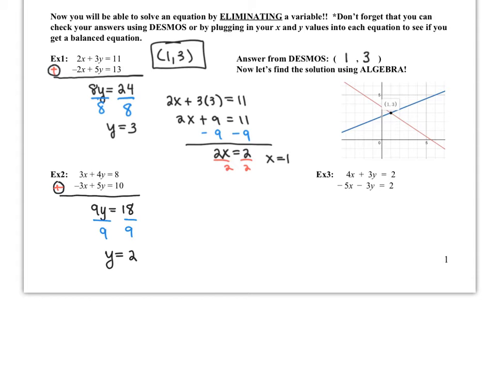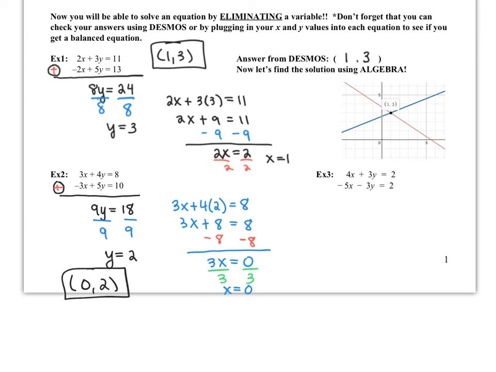So to do this, I would do 3 times x plus 4 times y, but I now know that y is 2, equals 8. My next step would be to simplify my equation by multiplying 4 and 2 to get 8. Then I would get x by itself using reverse PEMDAS, so subtracting 8 from both sides, which would get me 3x equals 0. And then my last step to getting x by itself would be to divide both sides by 3, which means my x coordinate would be 0. For a final solution, or point of intersection, of 0, 2.